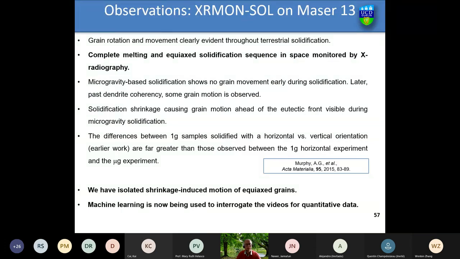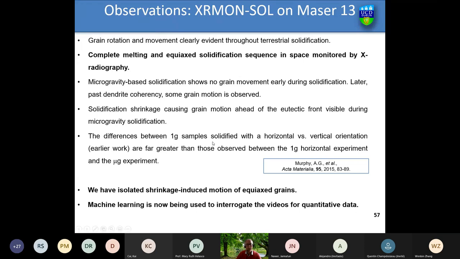So then to conclude, we could see grain motion, rotation and motion throughout terrestrial solidification. We did manage complete melting and solidification in the microgravity period of the experiment. There was really no grain movement early in solidification in microgravity. But later on, past dendrite coherency, which is the point at which the dendrites impinge upon one another, some grain motion was observed even in the microgravity experiment. And this was because of shrinkage and volumetric contraction, which is not a gravitational effect.